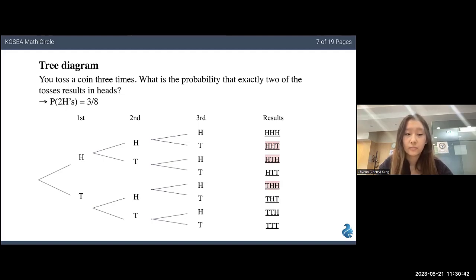So the tree diagram branches out in 2 ways because there are 2 possibilities, heads or tails, regardless of what you got in the first and second tosses. On the right side, you can see the column of results. If you count up the number of possibilities where there are 2 heads and 1 tail, you will find 3 in total out of 8. So the answer would be 3/8.